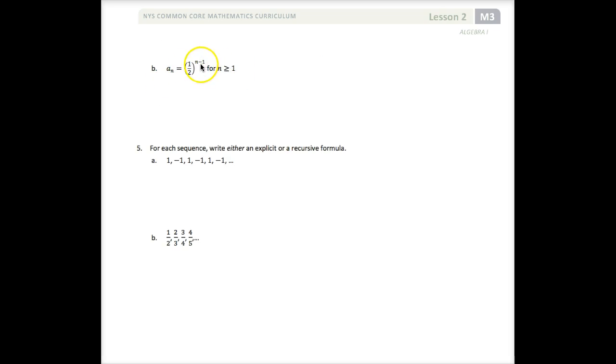We're going to start with n equals 1. A1 is 1/2 to the n minus 1. And n was 1, so 1 minus 1. 1/2 to the 0 power is 1. A2 is 1/2 to the 2 minus 1, and that is 1/2 to the 1, which is 1/2. So we divide it by 2.